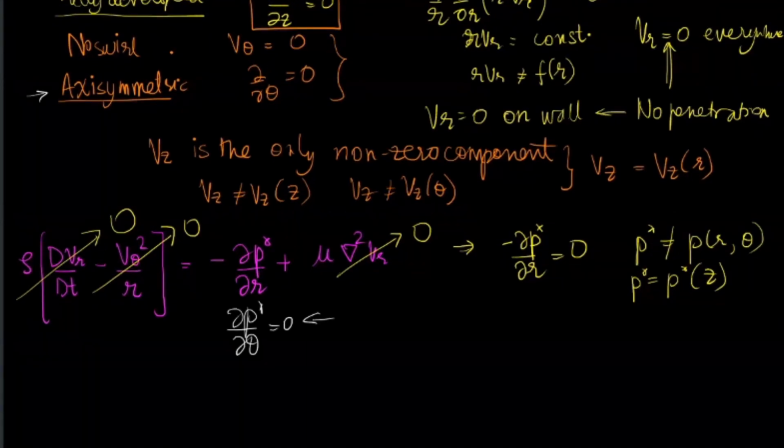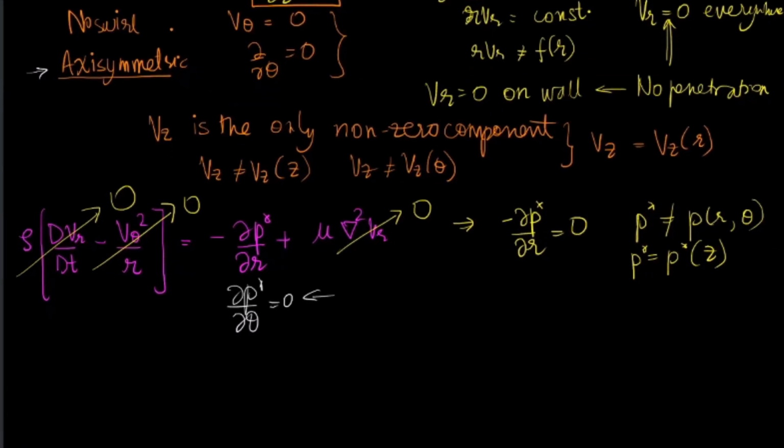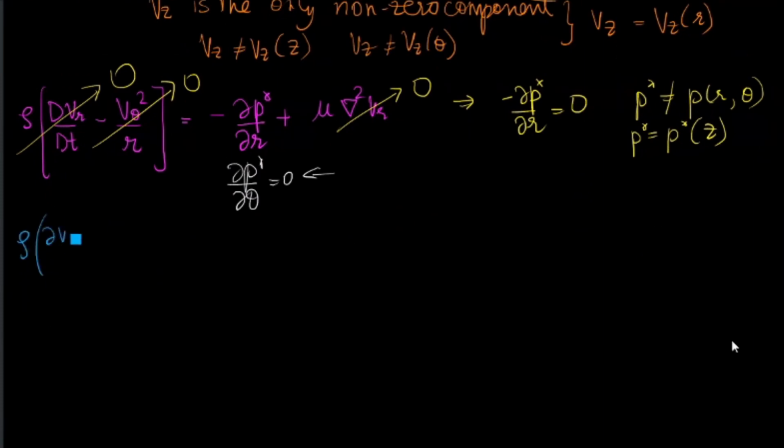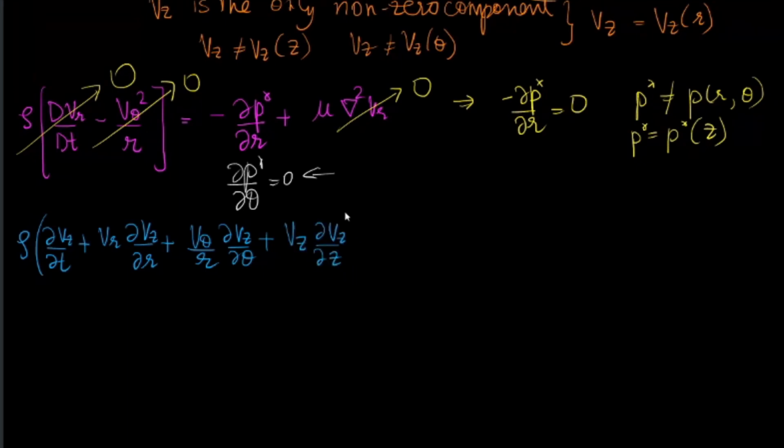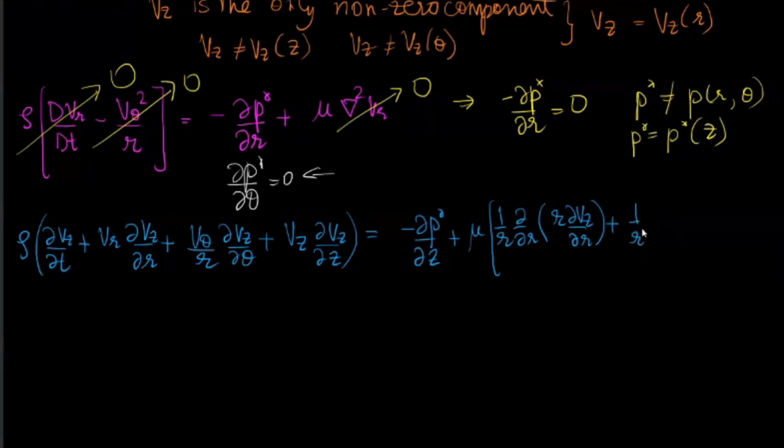So now we can proceed and write down the z momentum equation. Let me write it down in its full form: rho times (∂vz/∂t plus vr ∂vz/∂r plus v theta upon r ∂vz/∂theta plus vz ∂vz/∂z) is equal to minus ∂p star/∂z plus mu times (1 upon r ∂/∂r of (r ∂vz/∂r) plus 1 upon r square ∂²vz/∂theta² plus ∂²vz/∂z²).